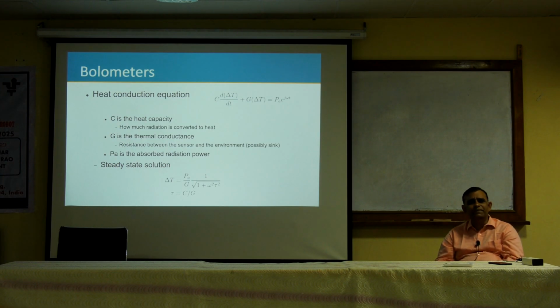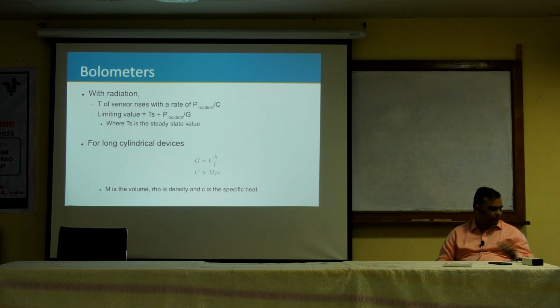Now, this is a simple differential equation. It's a first order differential equation, right? So, all of you should be able to solve this. I am not going to bore you with solving this. You will get a relationship something like this. Delta T becomes a function of the incident radiation, the conductance, and a time constant. The time constant is the ratio of your heat capacity and thermal conductance. Remember, we did lumped mass models where we looked at thermal effects as well. So, I will be talking in terms of electrical properties here.